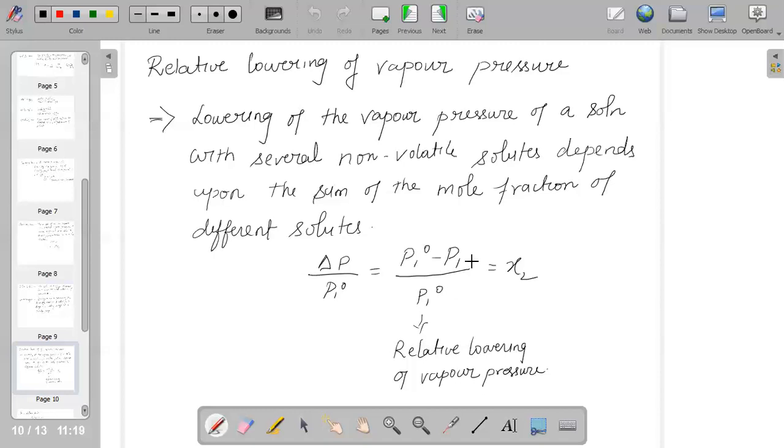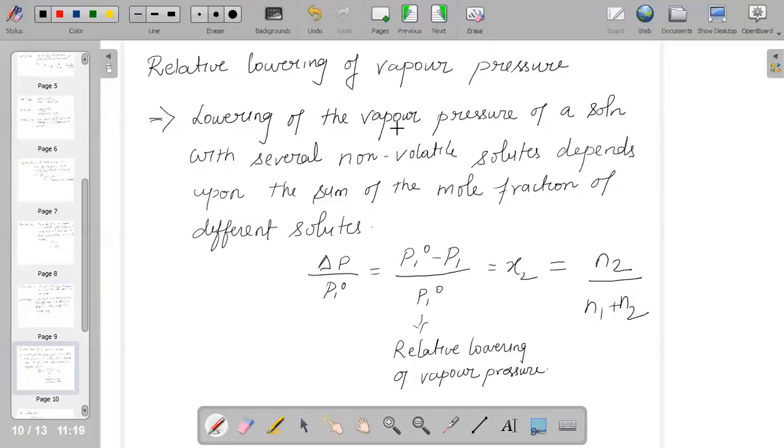This factor we consider as relative lowering of vapor pressure, and X is nothing but the mole fraction of the solute, which is equal to N2 by N1 plus N2.